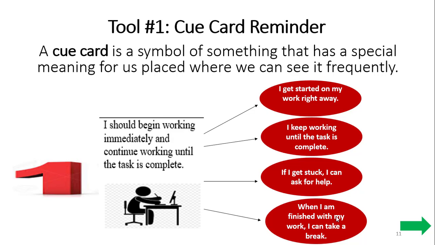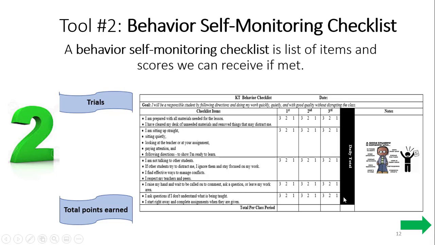So this is a cue card reminder. Typically, it's associated with a goal that you're working on, and it has a special meaning for you. The second type of tool that you could use is called a behavior self-monitoring checklist. This is really effective when you have multi-components of a goal that you're working on. So what happens is you have this self-monitoring checklist with a couple of items that you're looking for and scores to receive if you've met them.